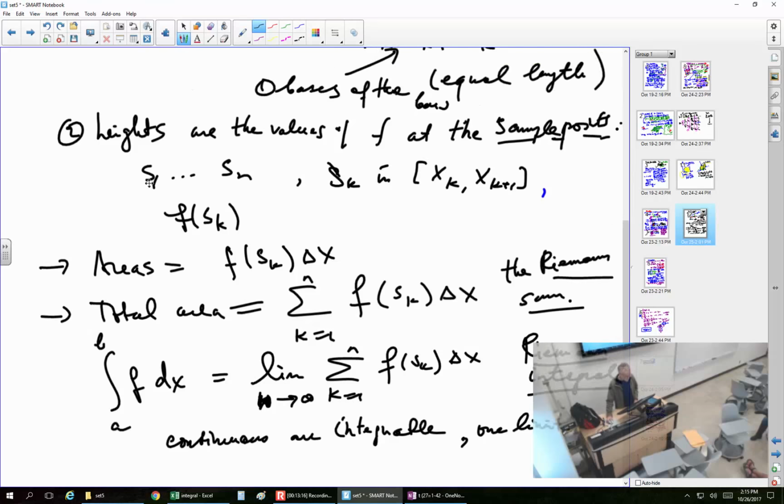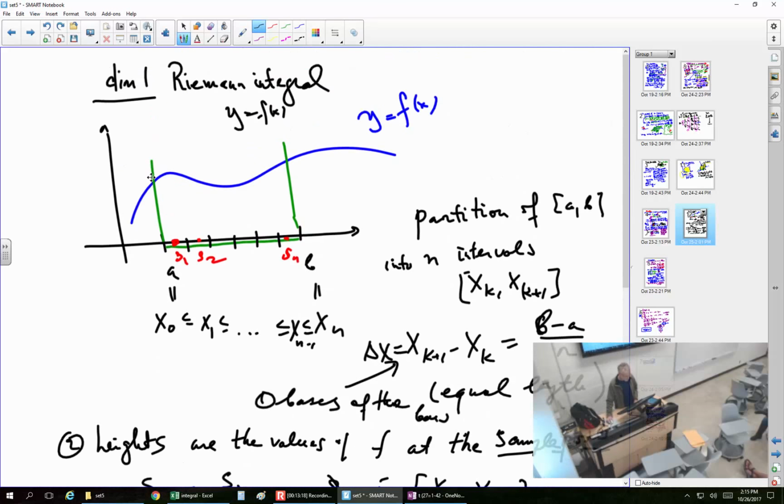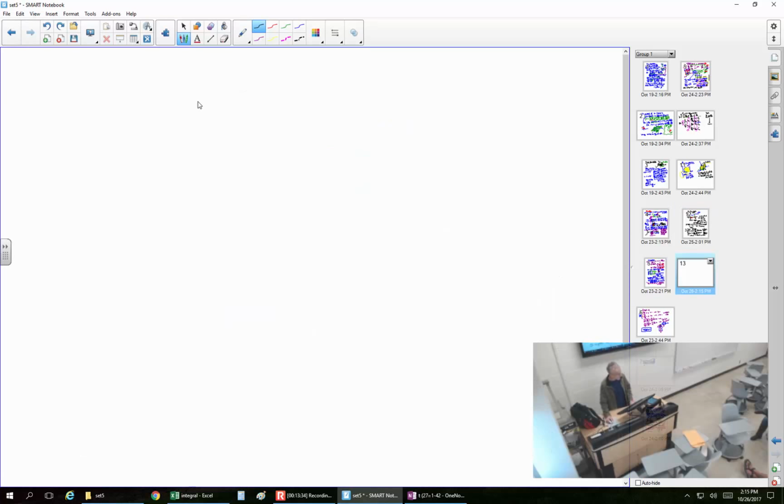Now, what do we do differently in dimension 2? Everything is very similar, except now, just like in that spreadsheet, we have 2 partitions: one for the x axis and one for the y axis. So let me go through this very similar plan.